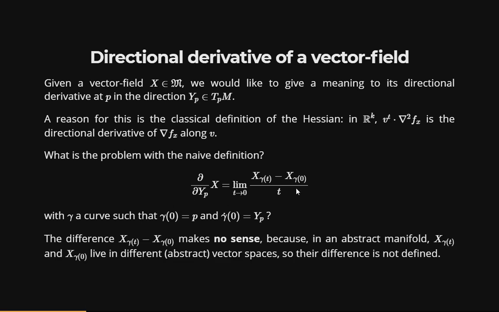The difference you have at the numerator makes no sense. We already talked about it. Because in an abstract manifold, X(gamma(t)) and X(gamma(0)) live in different abstract vector spaces. Not only in different subspaces of R^n, really in two vector spaces which are defined as different objects. So we don't have an operation. They are not inside the bigger ambient where you have a meaning for the subtraction. So this is the main problem.